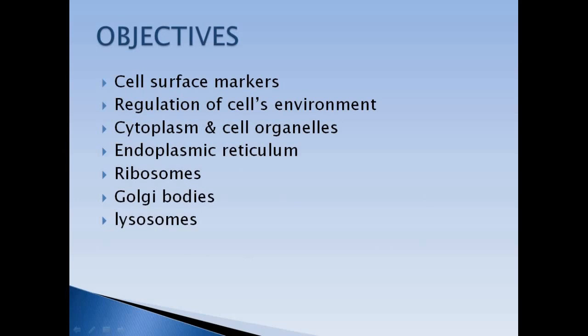In our previous lecture, we covered the structure and function of the cell wall and the structure and function of the plasma membrane. In today's lecture, we will cover cell surface markers, how the cell regulates its environment, what cytoplasm is and what the cell organelles are. Then we will study the structure and function of endoplasmic reticulum, ribosomes, Golgi bodies and lysosomes.